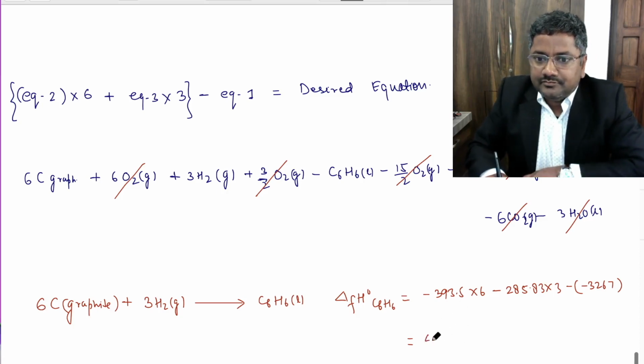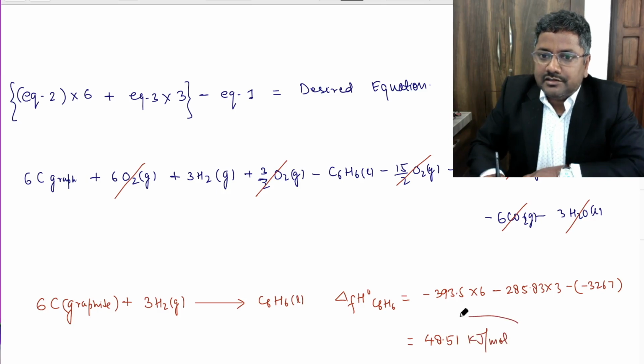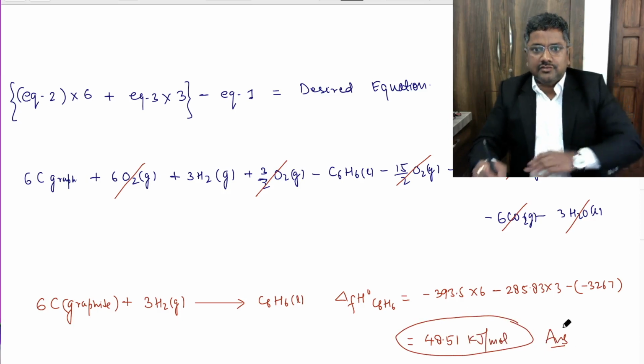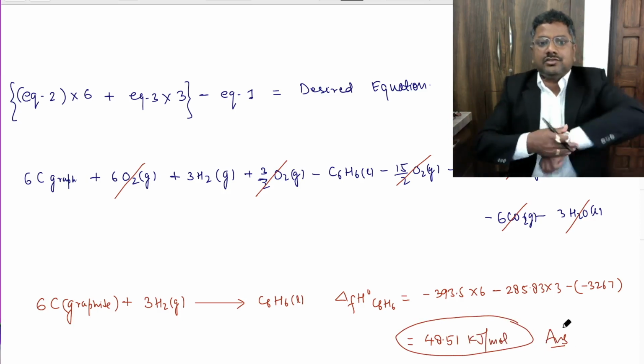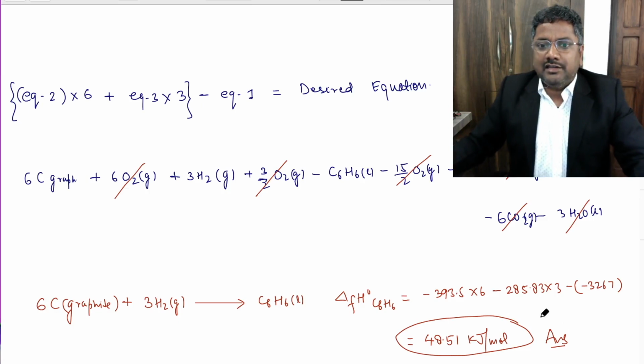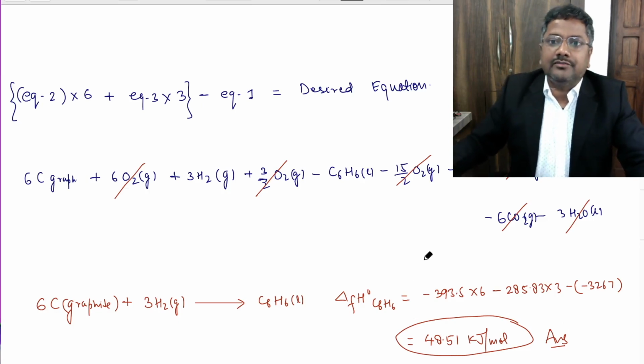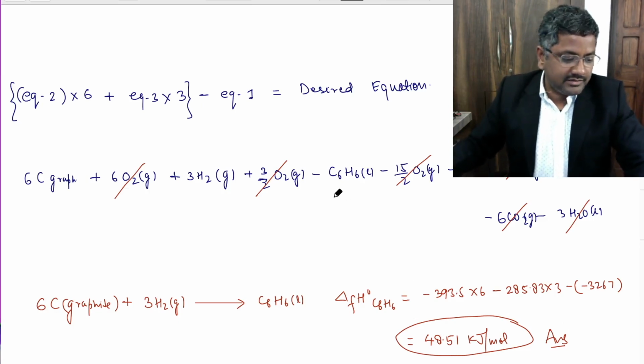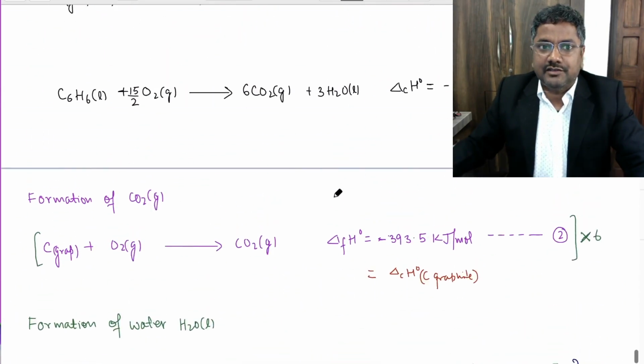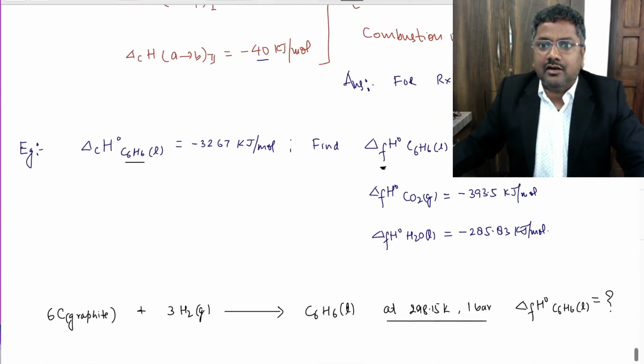48.51 kilojoules per mole. So this is the answer, right? So in this way you can calculate the enthalpy of formation of benzene, which is a positive value here, and this is the exact value in fact for the formation of benzene, right? So this is the way how to solve such type of problems.